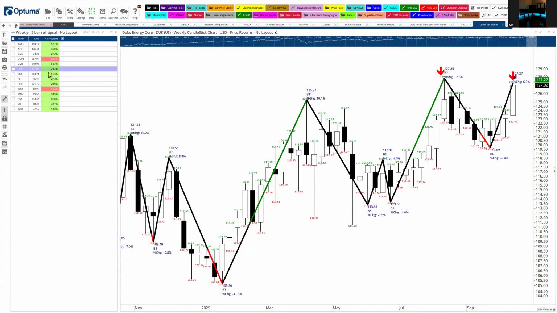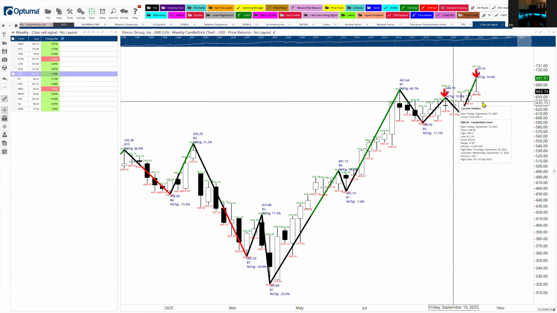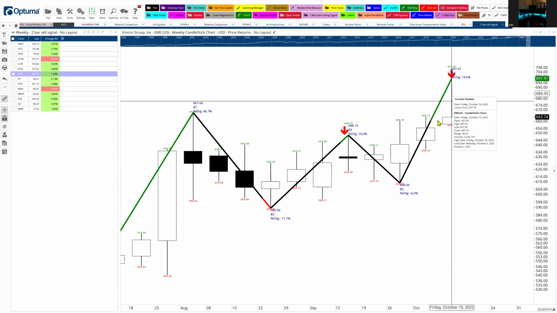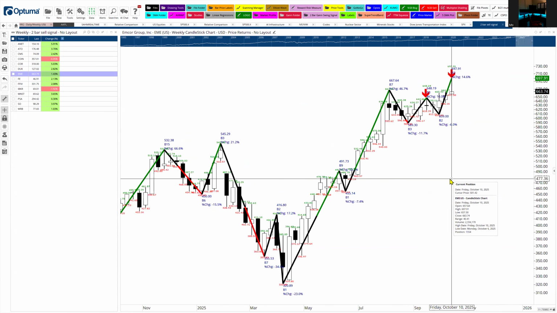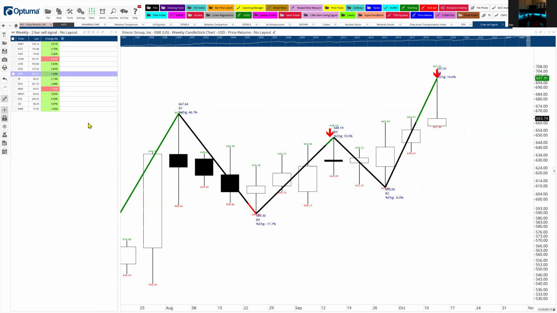Look at the close on that one. I wouldn't even touch these ones. Anything that closed kind of in the middle, this has swing is up. Stock made a higher high.